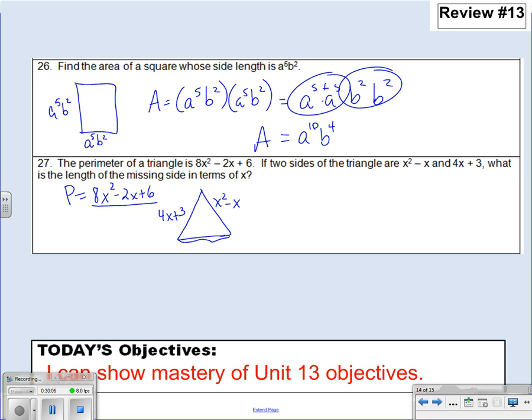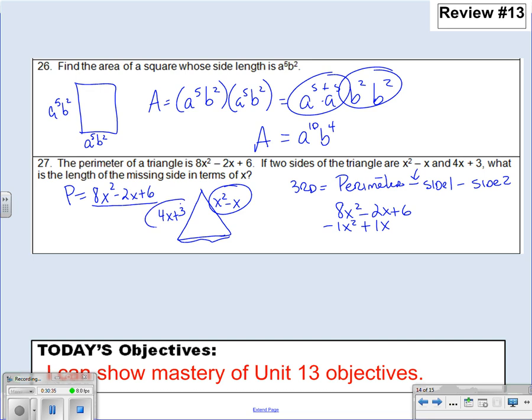So to get that third side, the third side is going to be the perimeter minus the other two sides. So side number 1 and minus side number 2. So we'll start off with the perimeter, 8x squared minus 2x plus 6. Notice we're dealing with a minus, so that means we have to change the signs. So this becomes a minus 1x squared and then plus a 1x. We're subtracting side number 2, so I'm going to change the sign. This is a minus 4x minus 3.